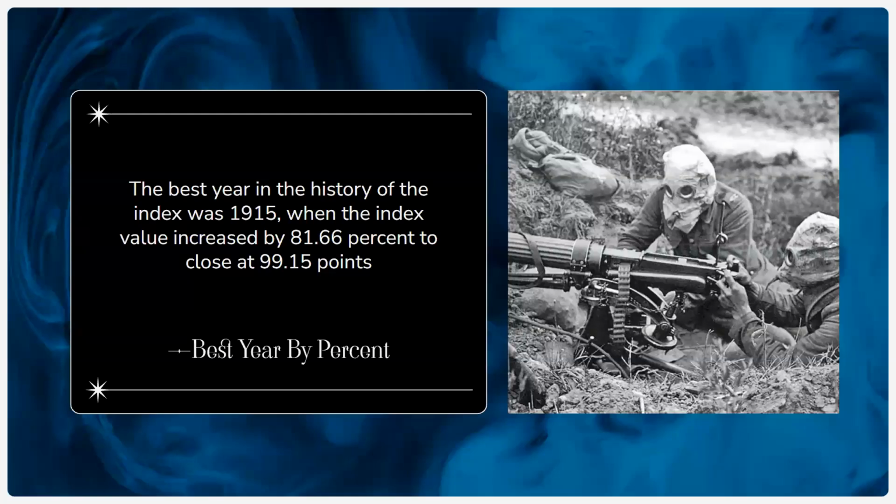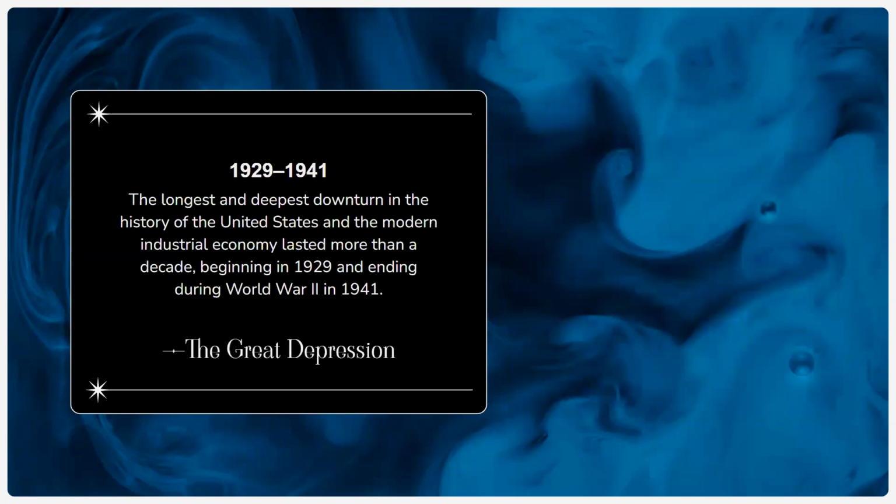So the best year in the history of the index was 1915, when the index value increased by 81% to close at 99.15 points. And that was such an amazing thing, for it to go up 81% in 1 year is really beautiful. And that's the best year by percentage.